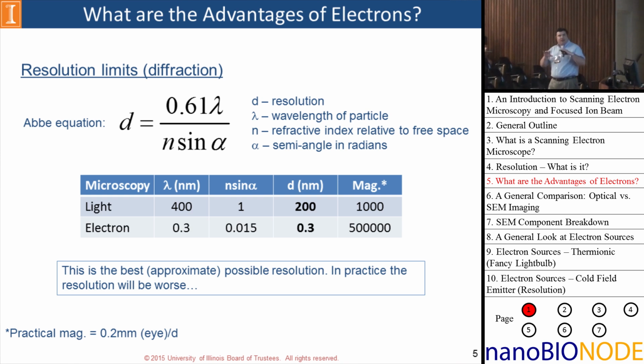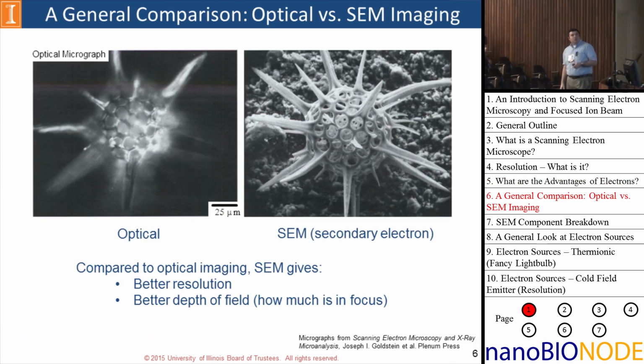All right, now, once again, this is the best possible resolution. Things will just become worse as we go through the system. So we're going to have other lenses. These are going to reduce our resolution.